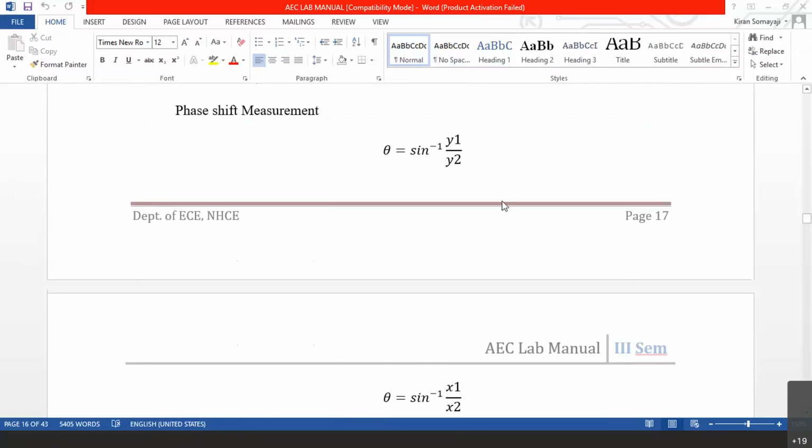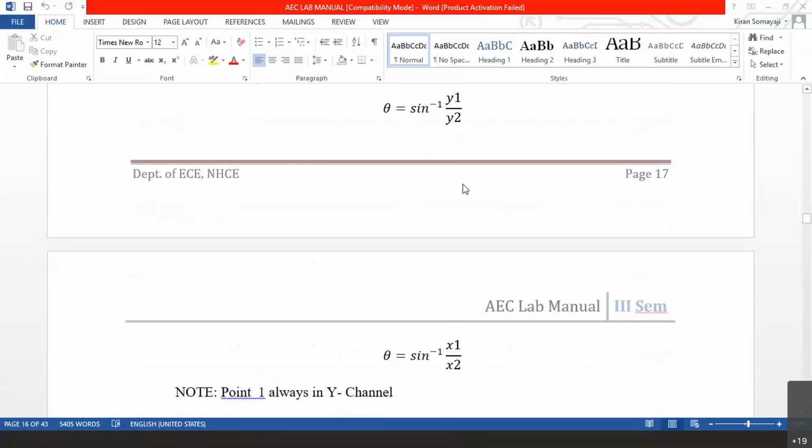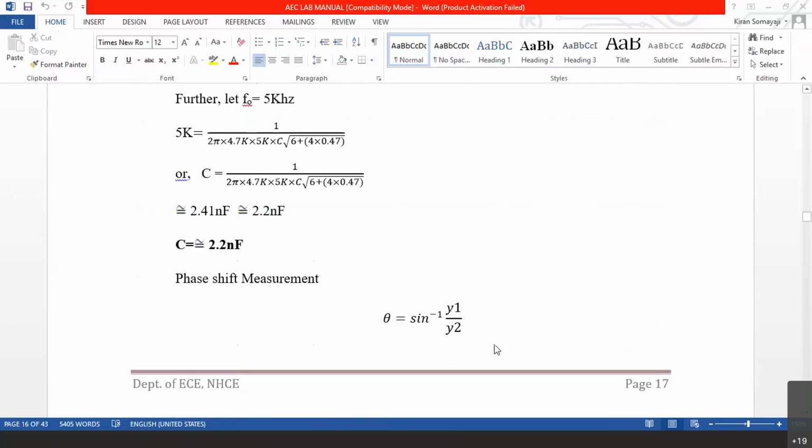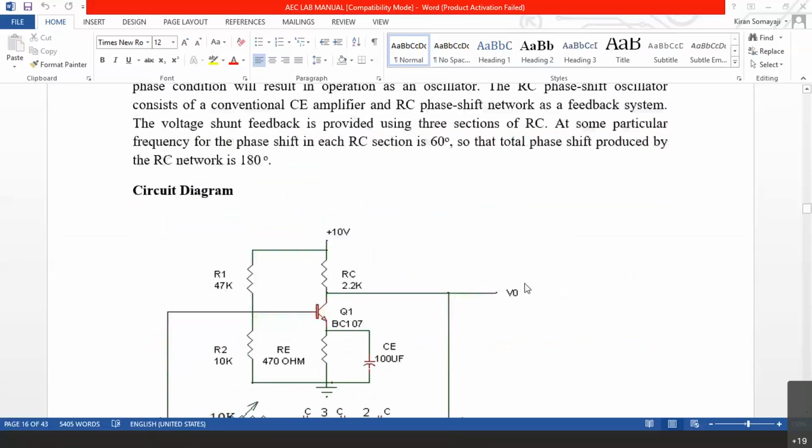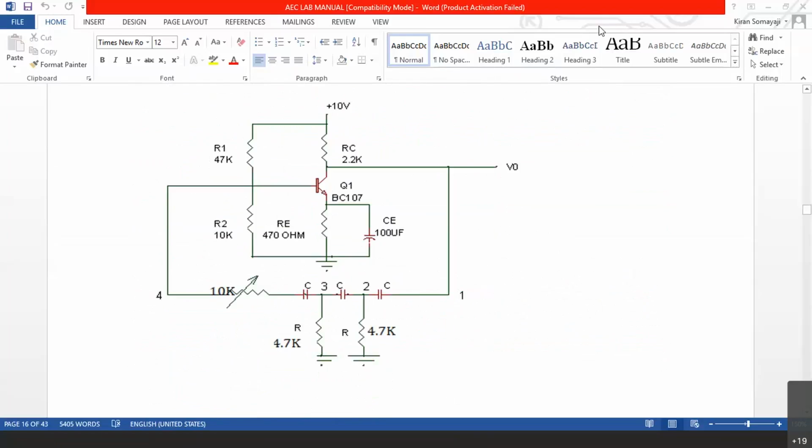So you can either measure x1, x2, or you can measure y1, y2. See, both are given here. Theta equals sine inverse of y1 by y2, or theta is sine inverse of x1 by x2. That you are measuring here between point 1 and point 2. Between this point 1 and point 2, you are measuring that y1 and y2. Sine inverse of y1 by y2 will be the theta. Approximately you should get 60 degree, but practically you may not get 60 degree. You may get 58 degree or 62 degree, depending upon the values of these components.